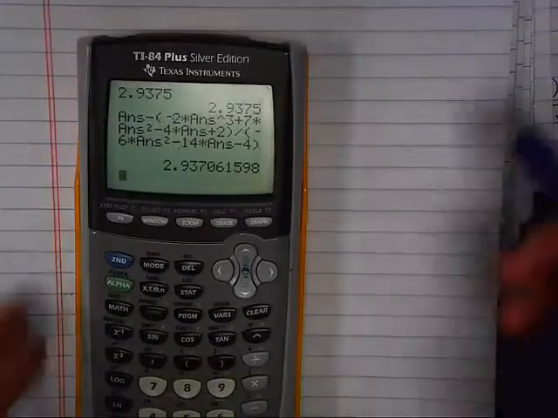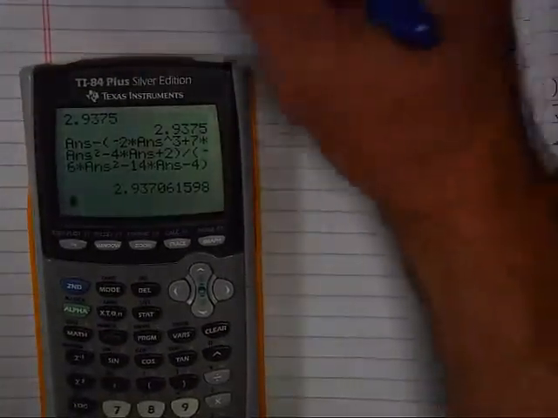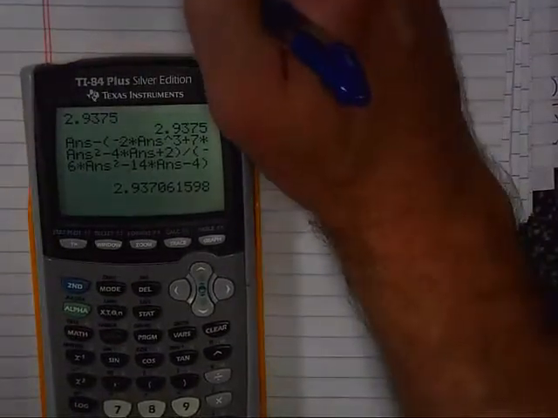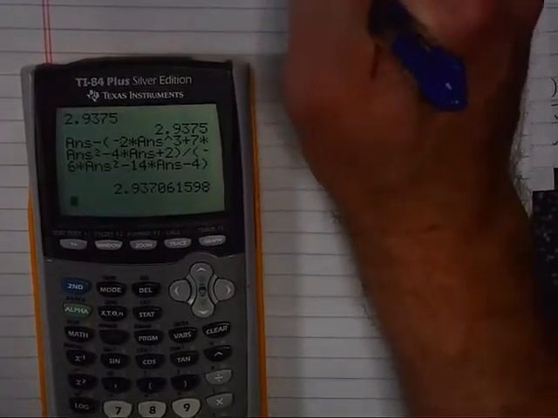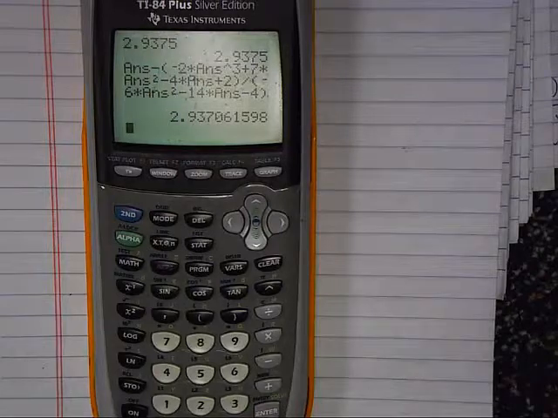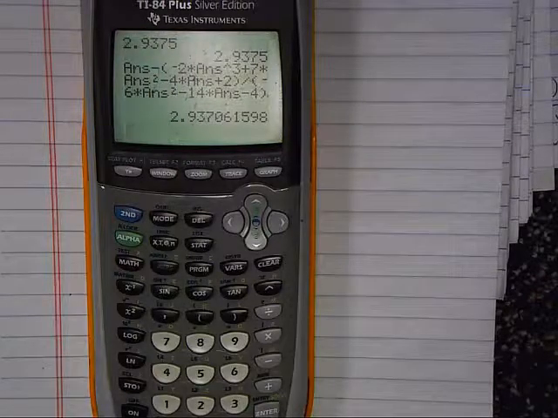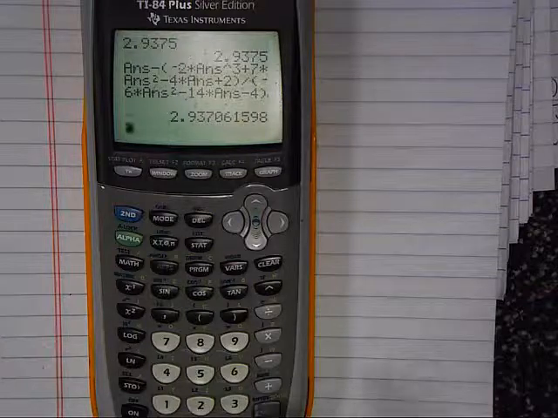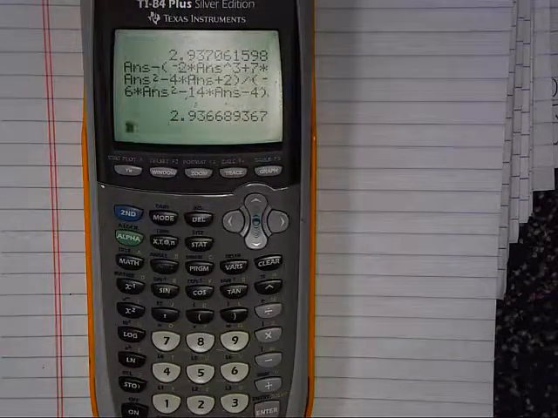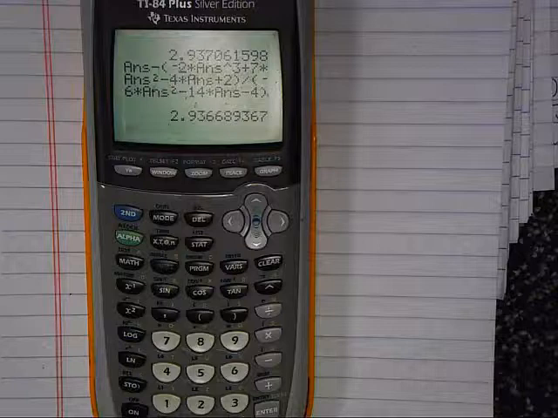My calculator tells me your next guess, x2, is 2.937061598. Now do it again. You want to see how easy it is to do it again? Just push enter, and the calculator does it again. Yes?